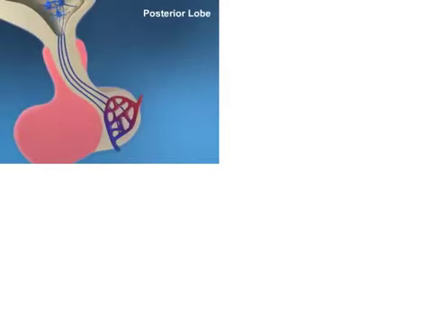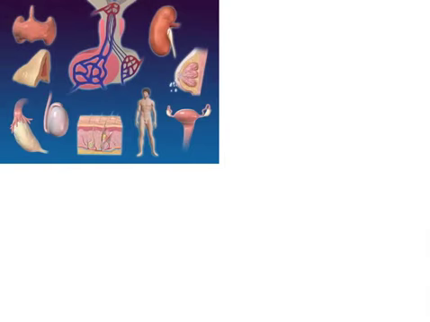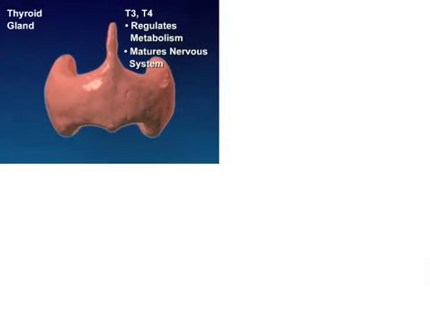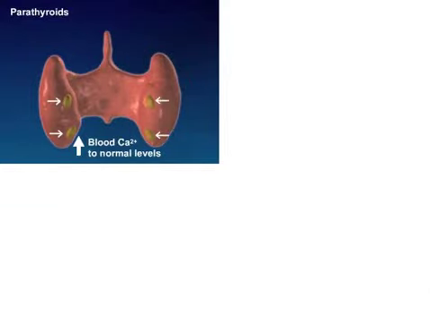Hormones produced by the hypothalamus are stored in the posterior lobe of the pituitary. Hormones are ADH, which increases the reabsorption of water, and oxytocin, which contracts the pregnant uterus. The pituitary gland is called the master gland because it controls the function of other endocrine glands. T3 and T4 regulate metabolism of nutrients for normal growth and mature the nervous system. Calcitonin lowers blood calcium and phosphates. Parathormone raises the blood calcium to normal levels.